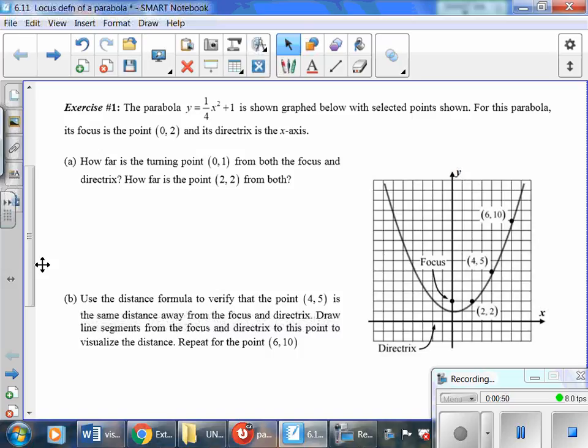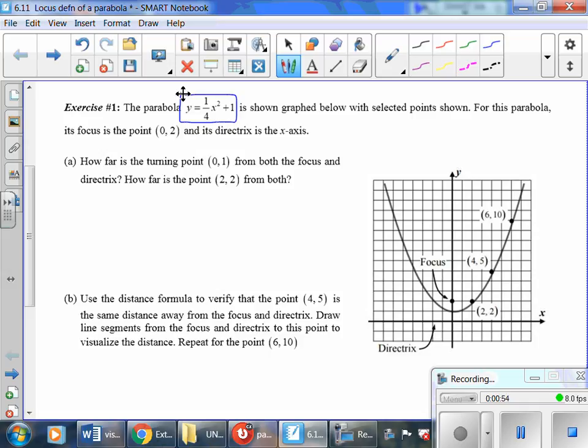So the parabola, y equals, you know me, I always like to box in my math, is shown graphed below with the selected points shown. For this parabola, its focus is the point 0, 2, and it shows it right here on the graph, and it says focus. And the directrix is actually going to be the y-axis. That won't happen all the time, but this time it is.